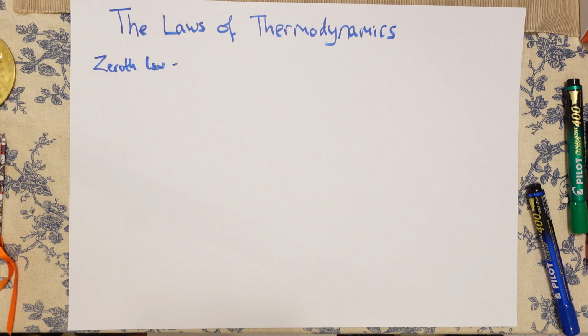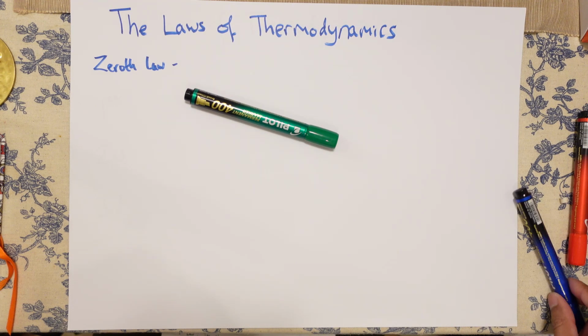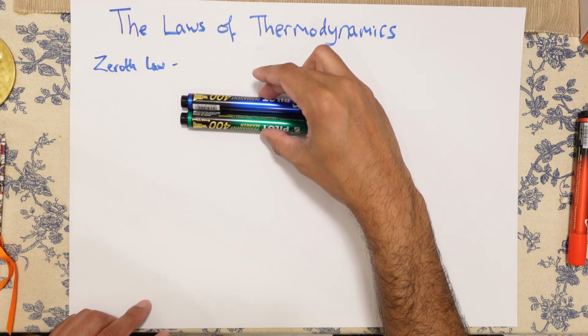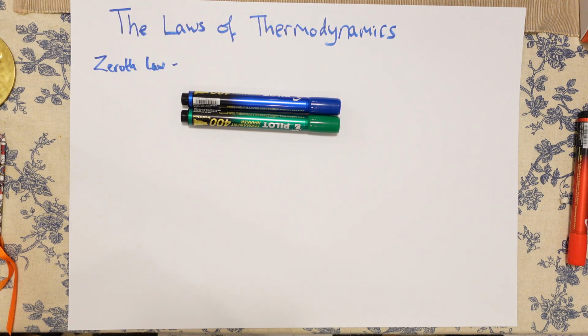Nothing else matters. So when it says nothing else matters, the material doesn't matter, the size of the object doesn't matter, nothing matters. Basically, if you've got one object here and another object touching it and they're in thermal equilibrium, that means that they are both at the same temperature. Dead easy.